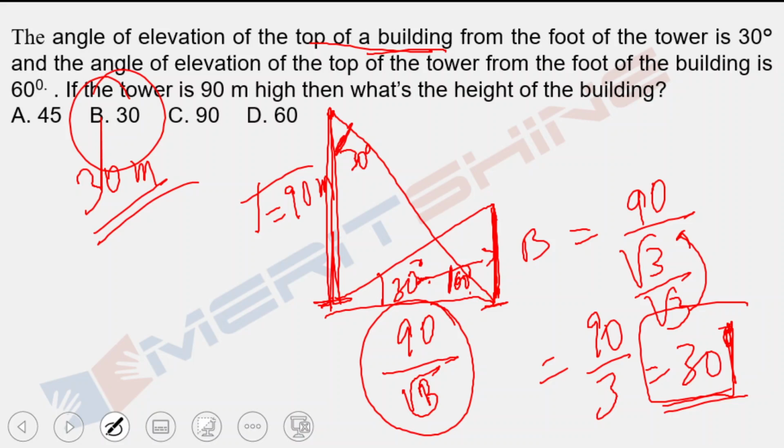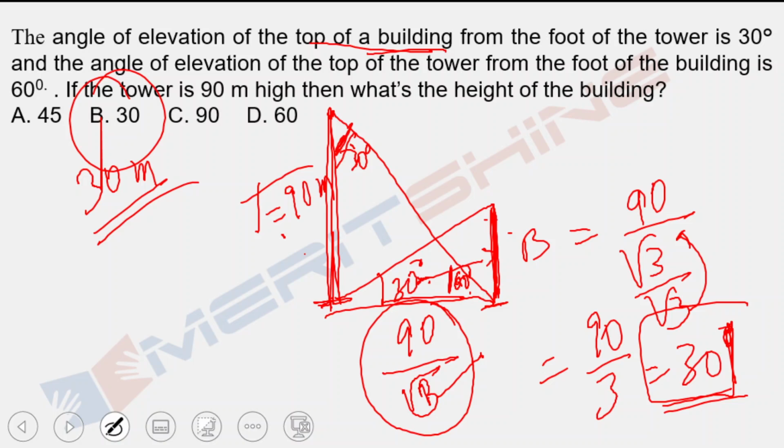Okay, right? So this is the way you can do the questions of heights and distance very fast. You just have to remember that the side opposite to 60 degree is the adjacent side multiplied by root 3. The side opposite to 30 degree is the adjacent side divided by root 3. So we did 90 divided by root 3 here, and then 90 divided by root 3 divided by root 3.